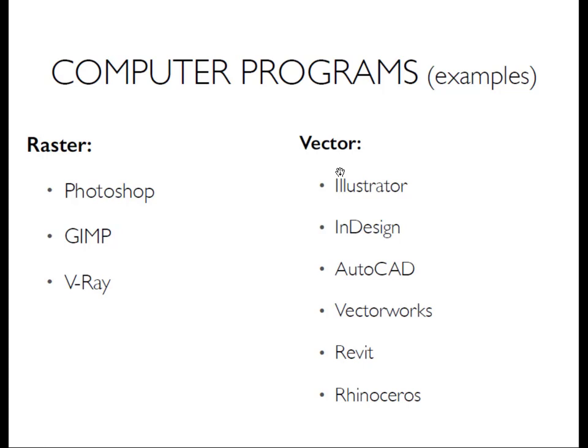Okay. Whereas vector files, things like Illustrator and InDesign, are great because they are vector-based software, but they are also able to incorporate raster images. Okay, we talked about AutoCAD being a vector-based program, being that all it does is create line work. Okay, we also have Vectorworks, Revit, and Rhino. Rhino is another example of a vector-based software. Okay, any questions about that?